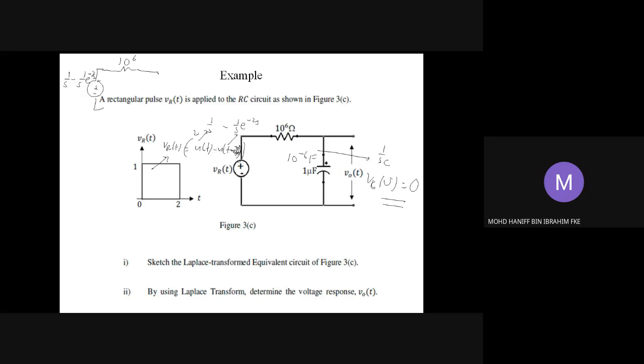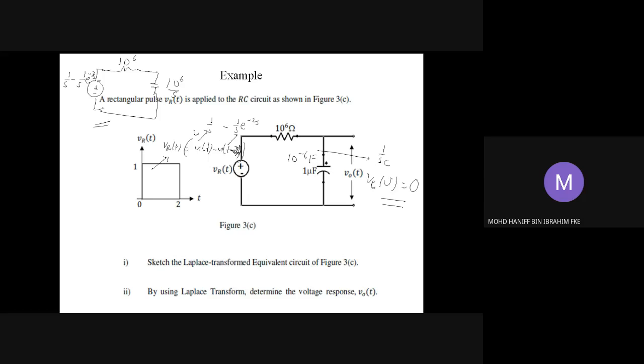So as such, the capacitor will now be 10 power of 6 divided by S. Okay, and that should be the circuit transformation from the time domain to the frequency domain. So that answers question number 1, which is to sketch the Laplace transform equivalent circuit of this figure. Yeah, so that should be the answer.